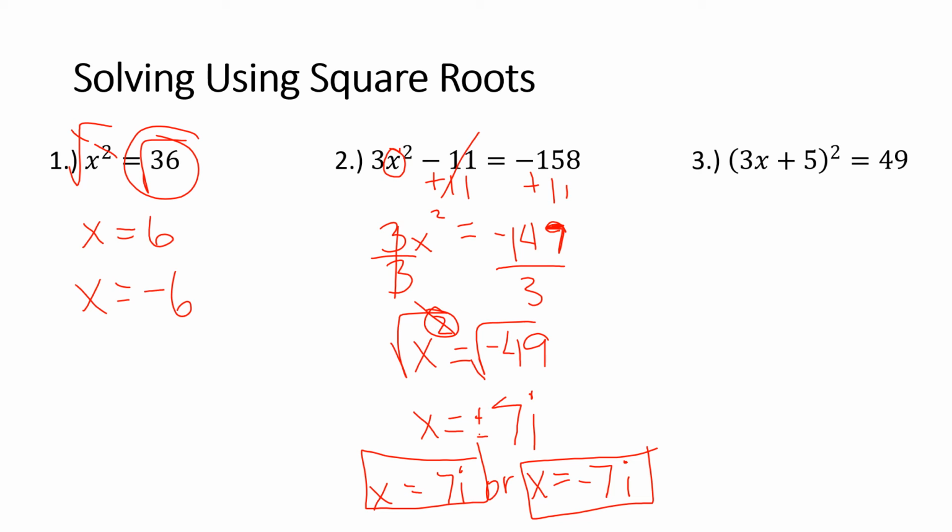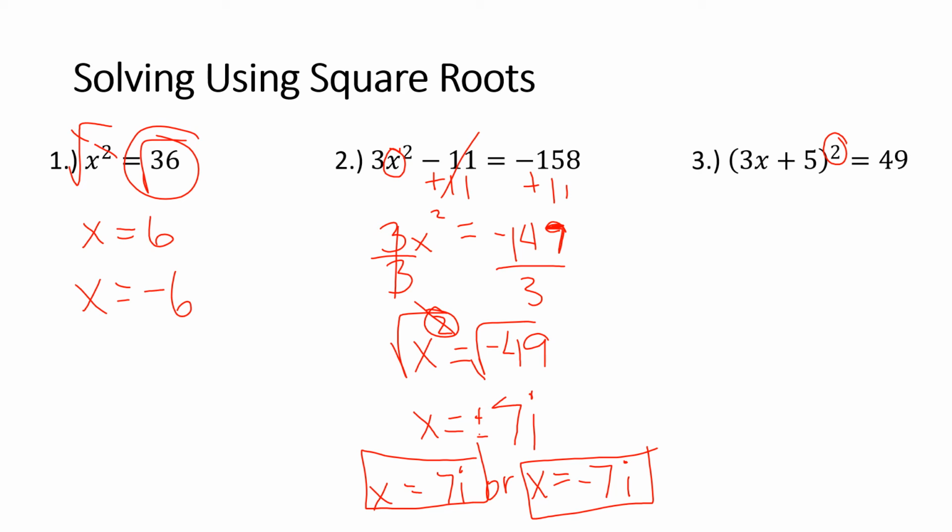All right, last one, number 3. We have 3x plus 5 squared equals 49. Now this one's set up a little bit differently than the previous problem. This time the 3x plus 5 is locked inside those parentheses. On the very outside you have that exponent. We need to get rid of that first.